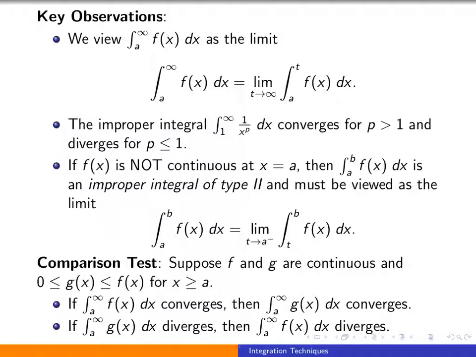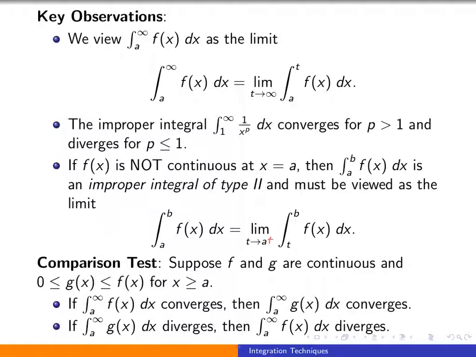If f of x is not continuous at one of these limits of integration, say at a, then we cannot apply the fundamental theorem of calculus to evaluate this, and we will call it an improper integral of type 2. In this case, it also must be viewed as a limit, where we evaluate the definite integral from t to b, and we let t approach a. In this case, it would be from the right-hand side, so this should be a plus.